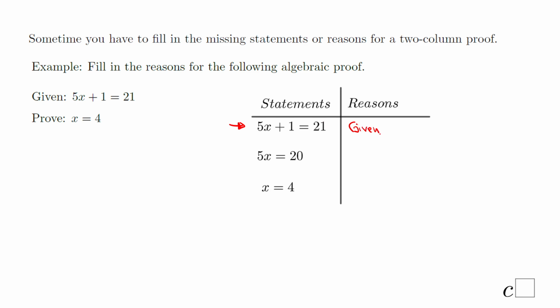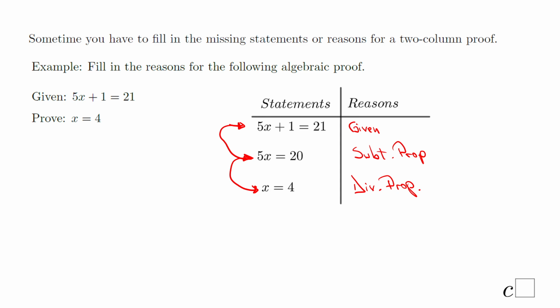Now you should ask yourself, how do I go from this step to this step? This is by subtracting one. So here is going to be the subtraction property of the equality. How do I go from this step to this step? By dividing by 5. So this is going to be the division property of the equality.